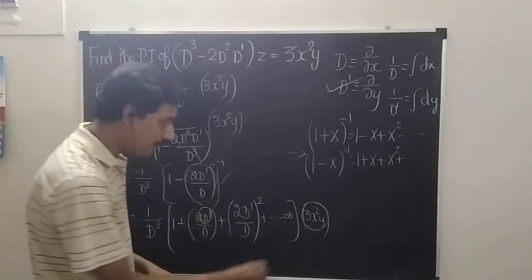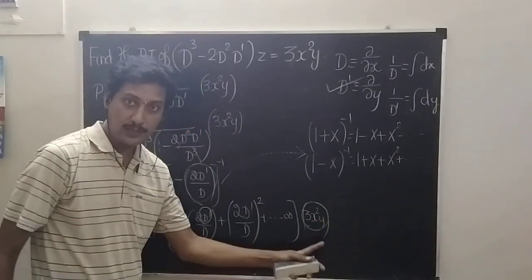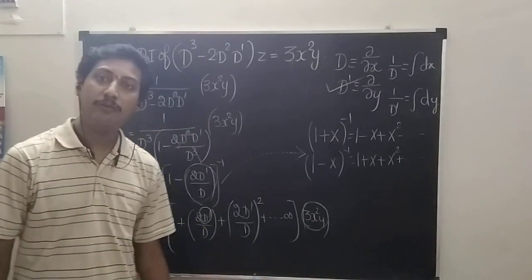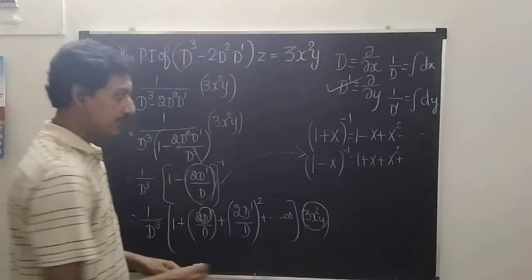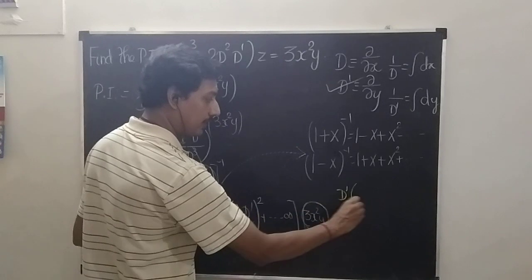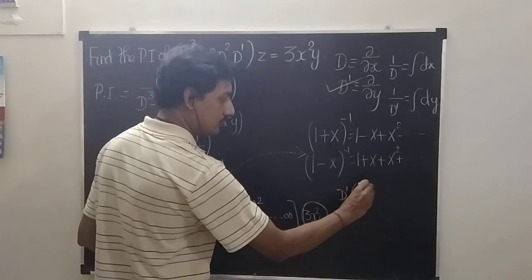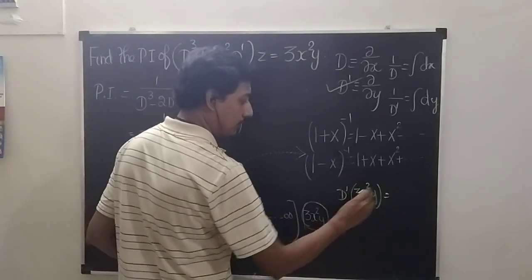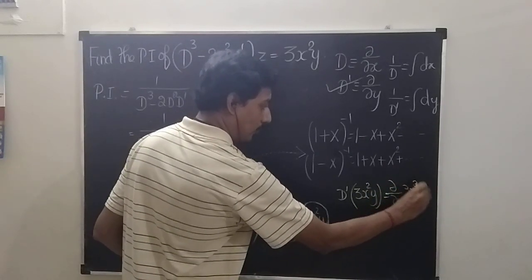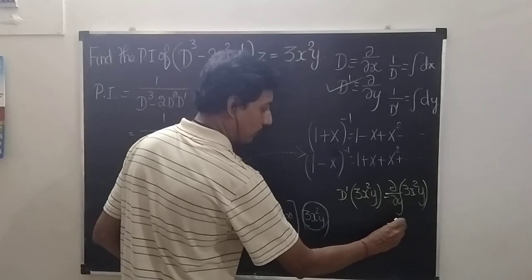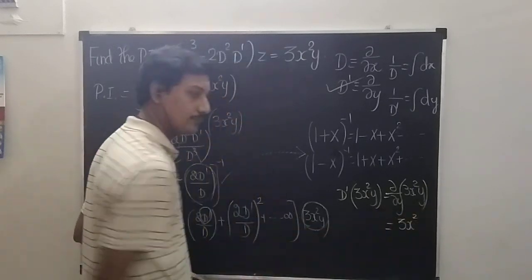Can you see the power of the polynomial term? In this polynomial 3x squared y, what is the degree of y? 1 only. So the maximum power is 1 only. That means it is maximum D dash power 1 only. So what is it? D dash of 3x squared y is equal to dou by dou y of 3x squared y. What is dou by dou y of 3x squared y? Only 3x squared.